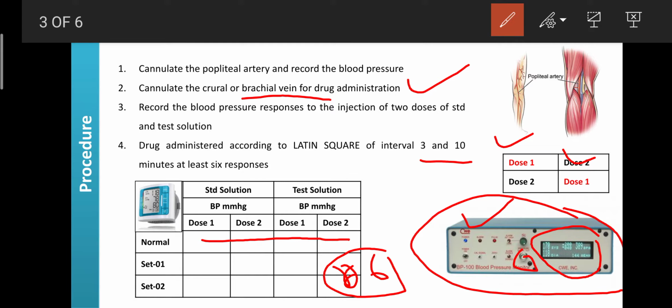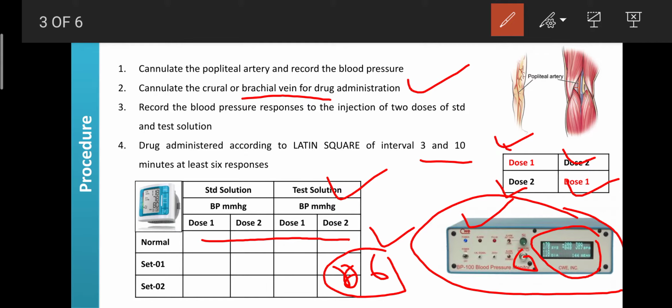Then you can calculate the mean value, and you get the exact results. Regarding the test solution, you can also make two doses, and according to the Latin square, first treat with dose 1, then wait for 3 to 10 minutes. After that give dose 2 and note down how much the blood pressure decreased as compared to the normal reading. Then later give dose 2, monitor the blood pressure in the same animal, and later dose 1. Continue with the Latin square like that. In total you can take 6 sets.